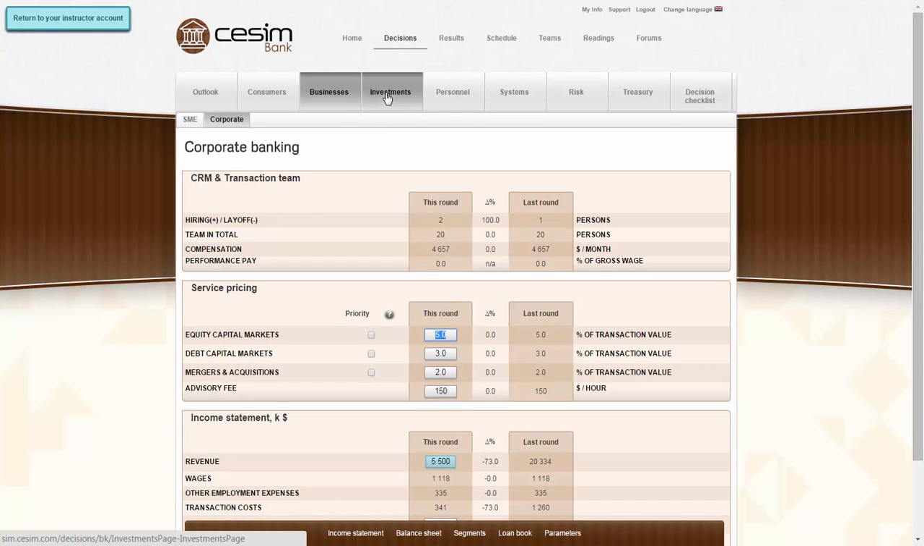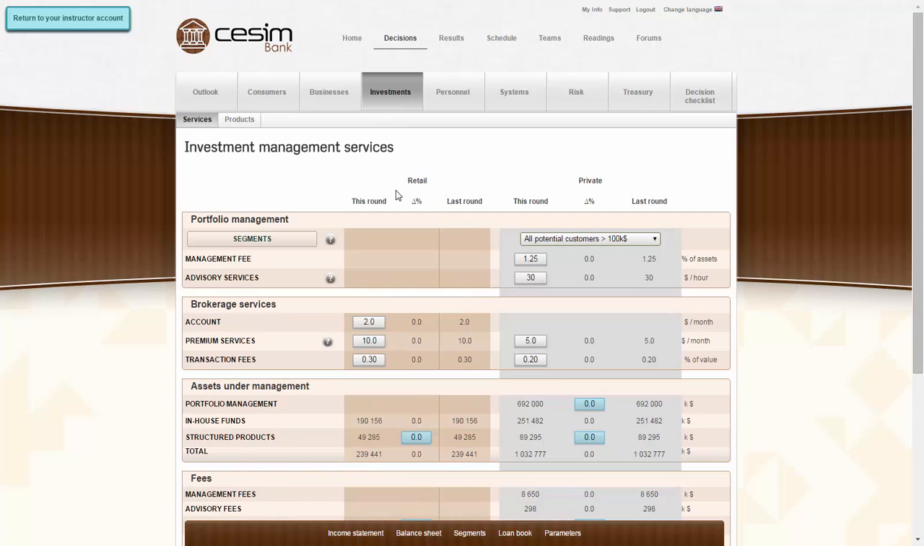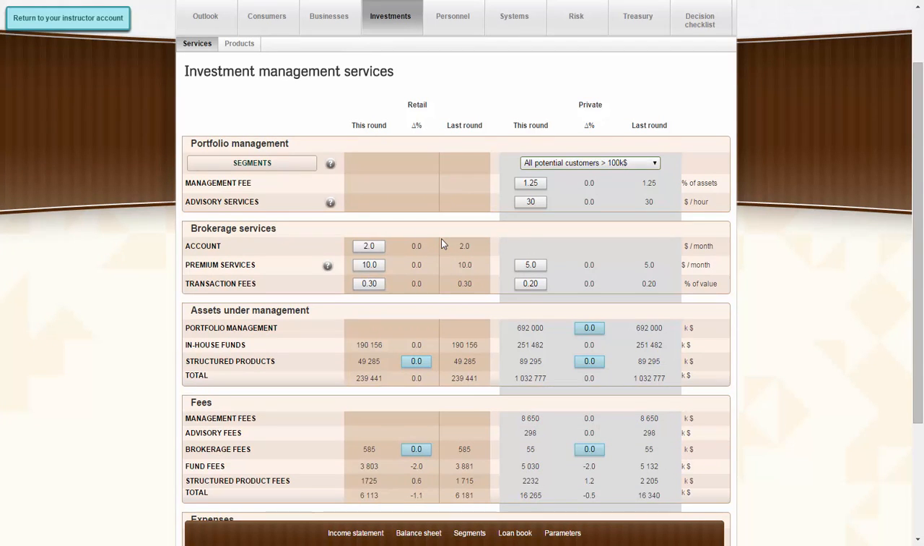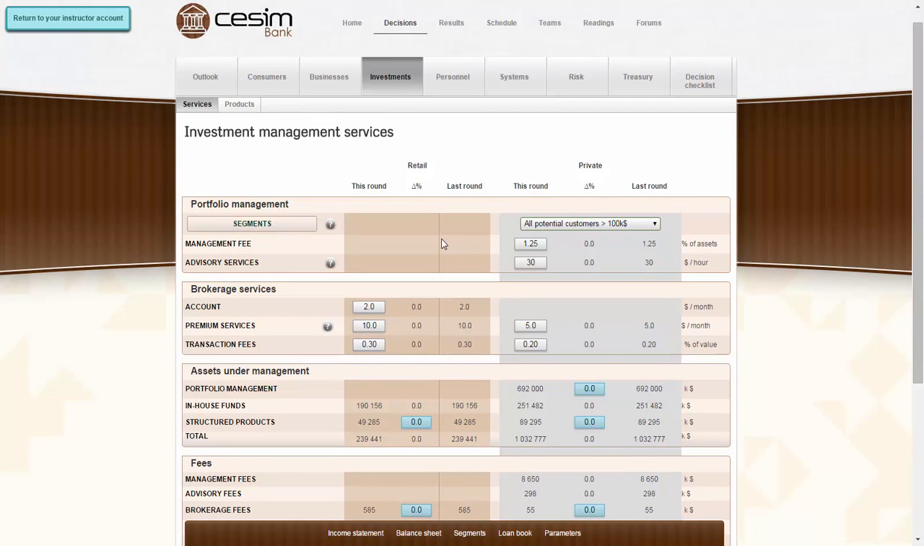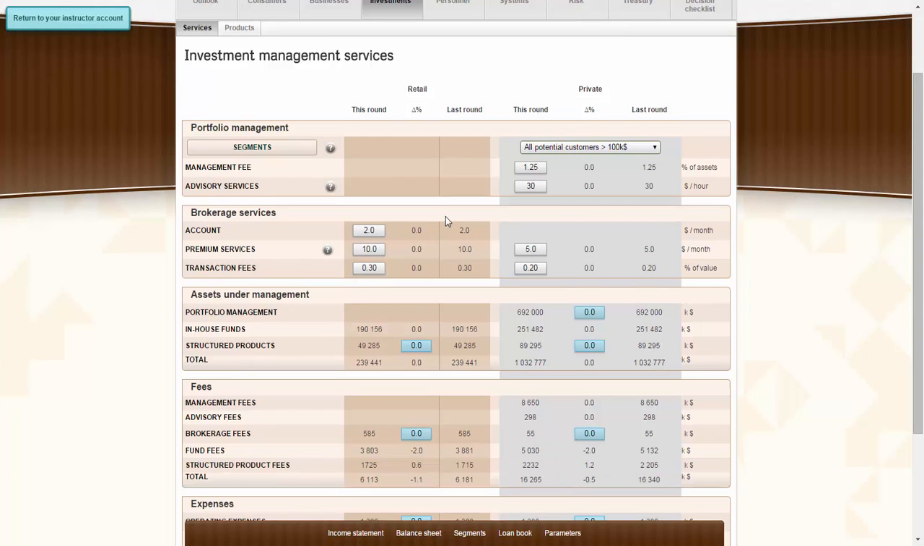Next page is the investments, and this whole investment module is optional. It includes investment management services that we can offer for our clients. If this is not relevant for your particular course or training, then this can be taken out completely. But the services here include brokerage services and then the asset management.